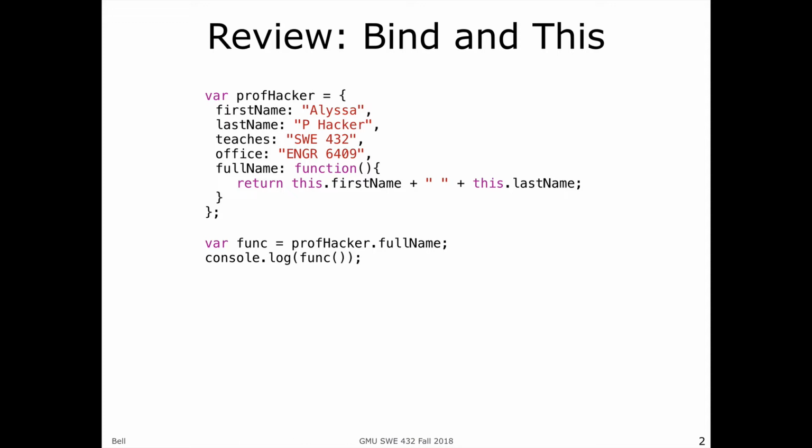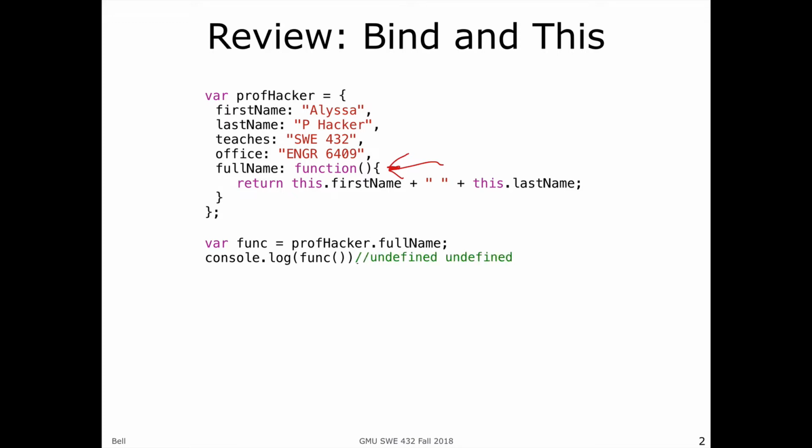In this example code that we went through a lot last class, we see that there's this function here, full name, which is defined as a property of the object profhacker. That function we can pass around as a variable, in fact, as this variable full name. And we did that in our code example by taking this new variable func and assigning full name to that variable. And then we can call that function just like we would call the function normally, by putting those parentheses around it.